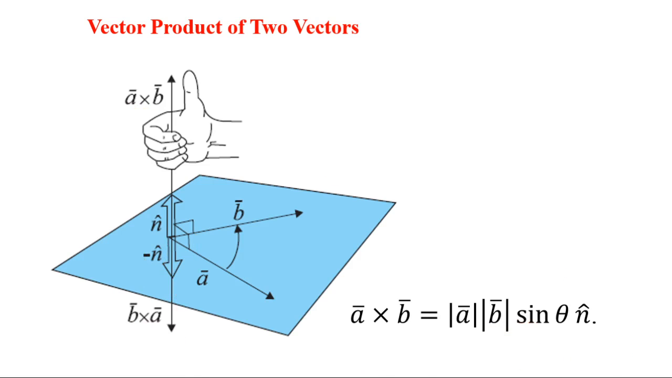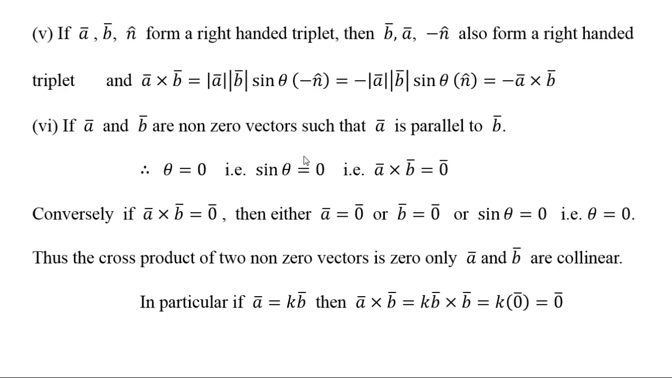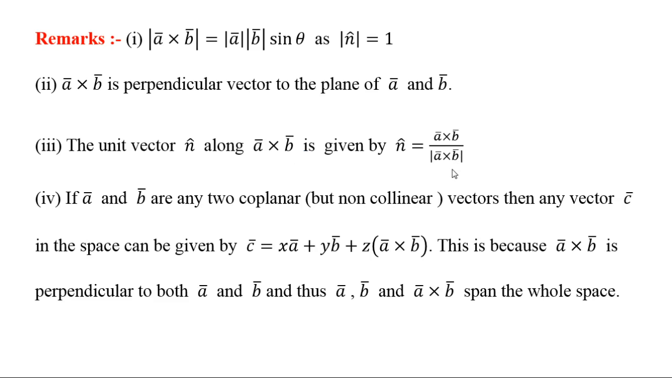So let us have some remarks on vector product. First remark is magnitude of A cross B is equal to AB sin theta, as magnitude of n cap is 1. N cap is unit vector. Then A cross B is perpendicular to plane of A bar and B bar. Third point is the unit vector n cap along A cross B is given by n cap is equal to A cross B divided by magnitude of A cross B. We know unit vector along A bar is given by A bar upon its magnitude. Unit vector along A cross B is given by A cross B divided by its own magnitude. So n cap can be obtained by this method.